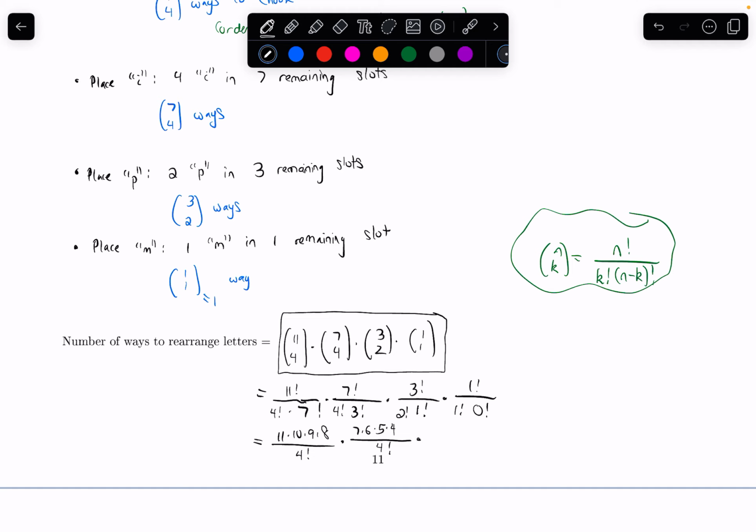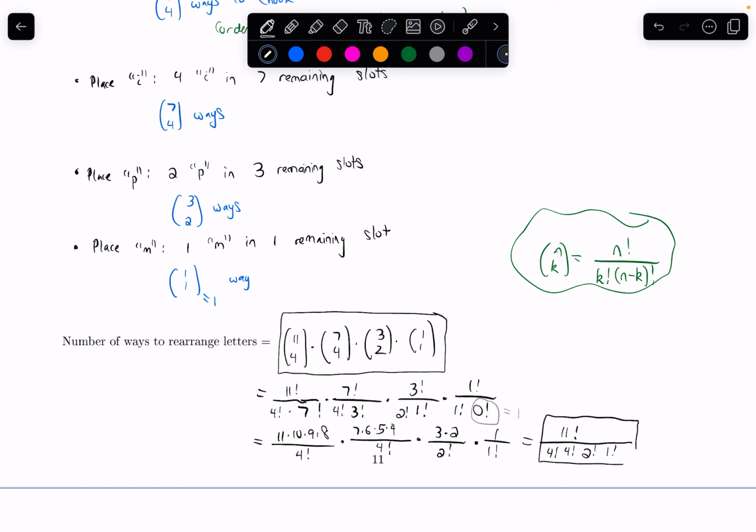I could do the same thing with 3 factorial and 1 factorial to get 3 times 2 over, that'll cancel the 1 factorial, and I still have 2 factorial on the bottom. And then finally for this last one, I noticed that 0 factorial is just 1, and 1 times anything is just the anything. So this last part up top, I can just keep as 1, and on the bottom I'll get 1 factorial. So if I multiply this all together, on the numerator I get 11 factorial, all over, on the denominator, 4 factorial times 4 factorial times 2 factorial times 1 factorial.